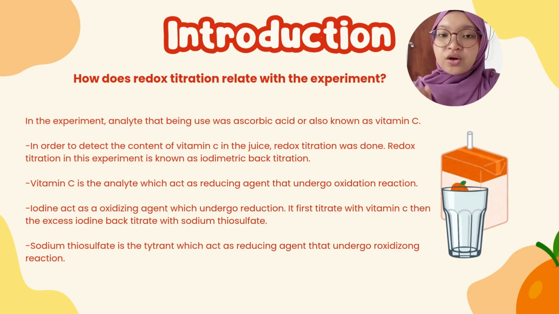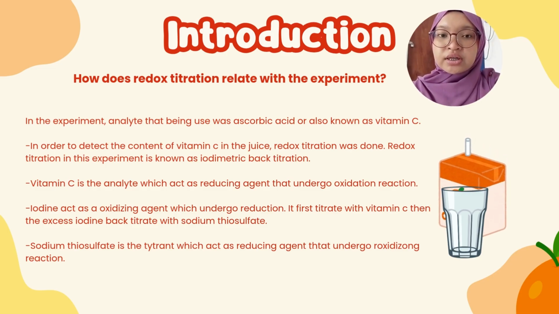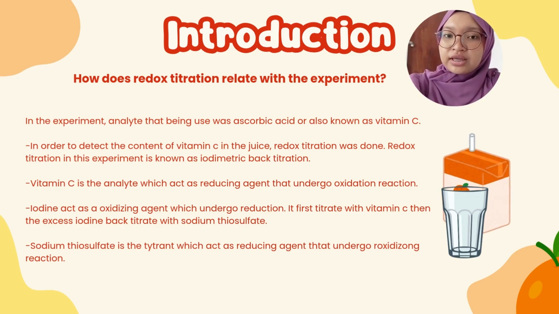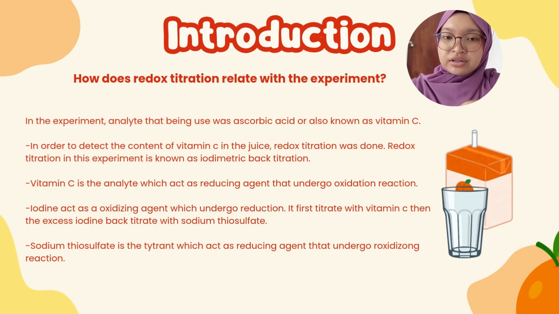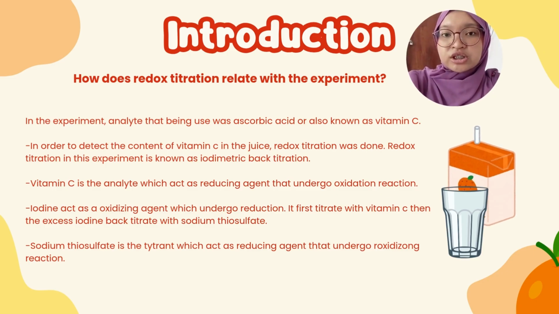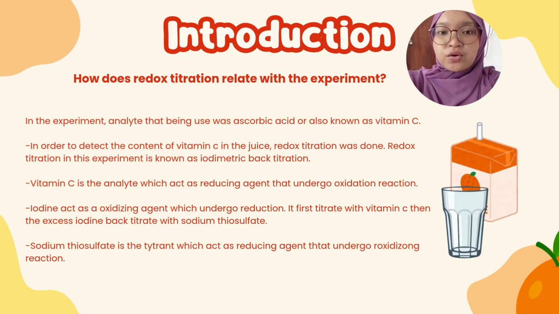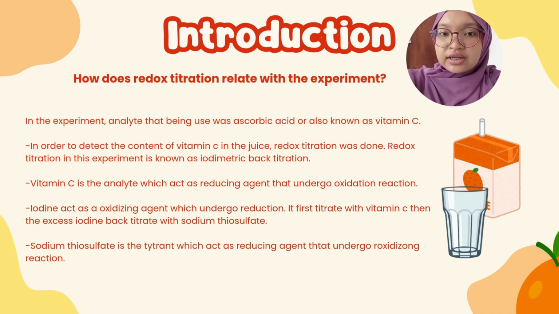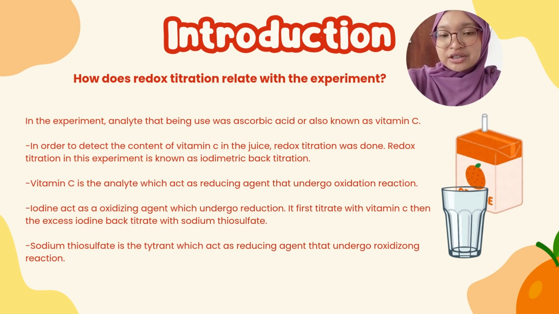In order to detect the content of vitamin C in the juice, redox titration was done. Redox titration in this experiment is known as iodometric back titration. Vitamin C is the analyte, which acts as a reducing agent that undergoes oxidation reaction. Iodine acts as an oxidizing agent which undergoes reduction. It first titrates with vitamin C, then the excess iodine is back titrated with sodium thiosulfate. Sodium thiosulfate is the titrant, which acts as an oxidizing agent that undergoes reduction reaction.